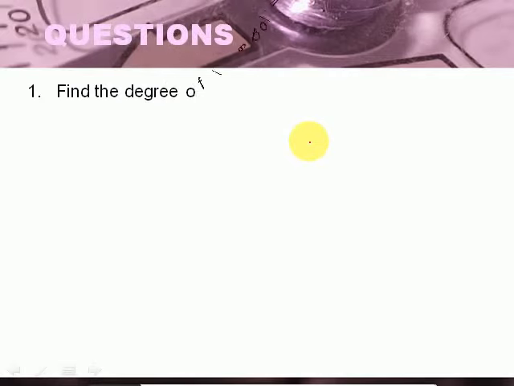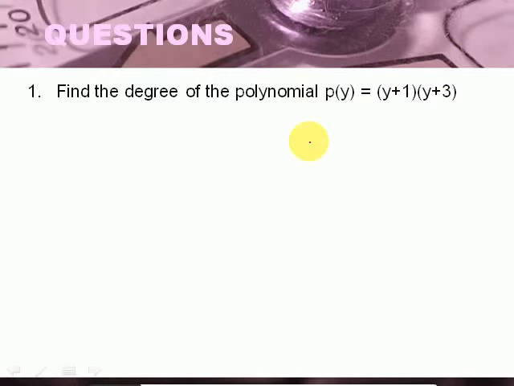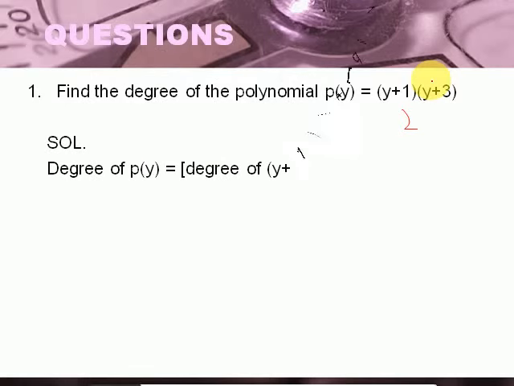A question is given to us that we are to find the degree of the polynomial y plus 1 into y plus 3. This is the same as the previous question. So we know the degree of the polynomial is 2. Okay. So now let us find it using the shortcut trick.